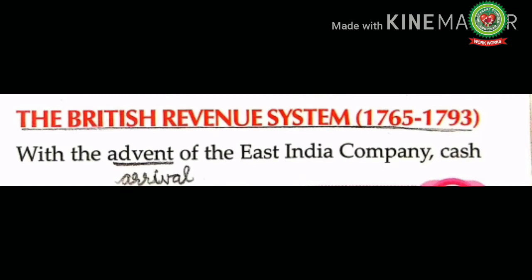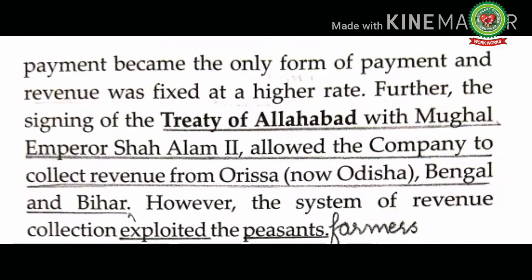With the advent of the East India Company, cash payment became the only form of payment and revenue was fixed at a higher rate. Means with the arrival of the East India Company, the revenue was increased and the revenue was collected by the English East India Company in cash. Further, the signing of the Treaty of Allahabad with Mughal Emperor Shah Alam II allowed the company to collect revenue from Odisha, Bengal and Bihar.